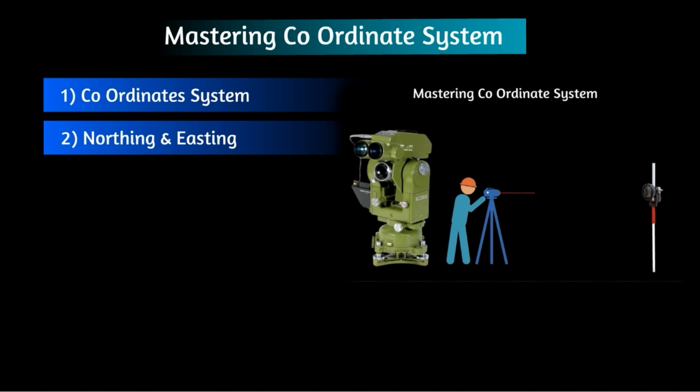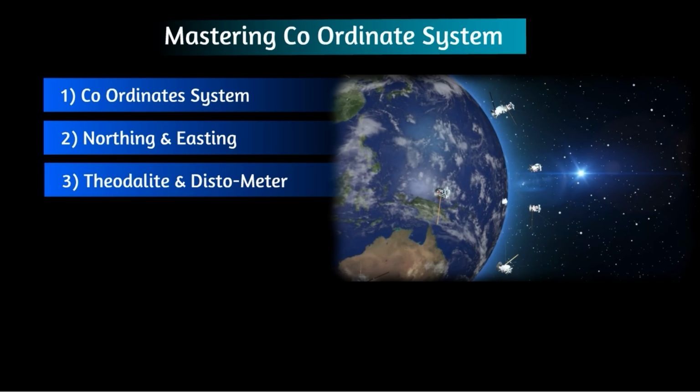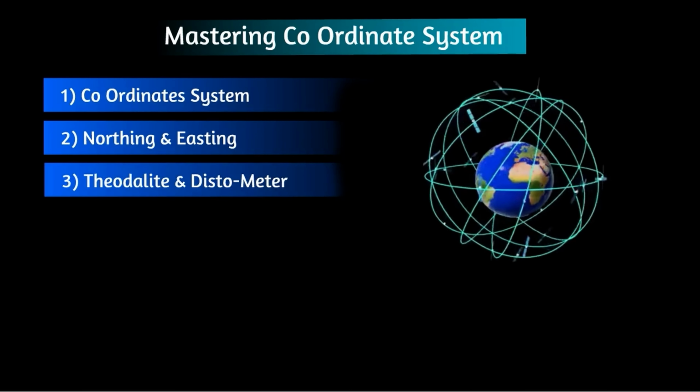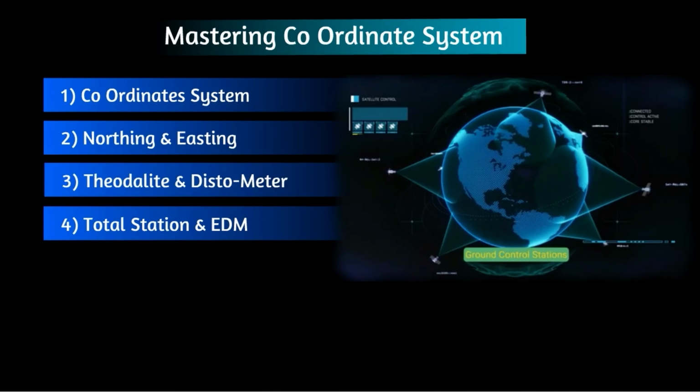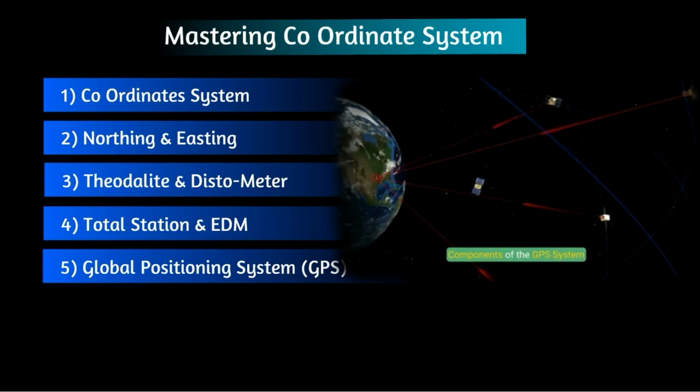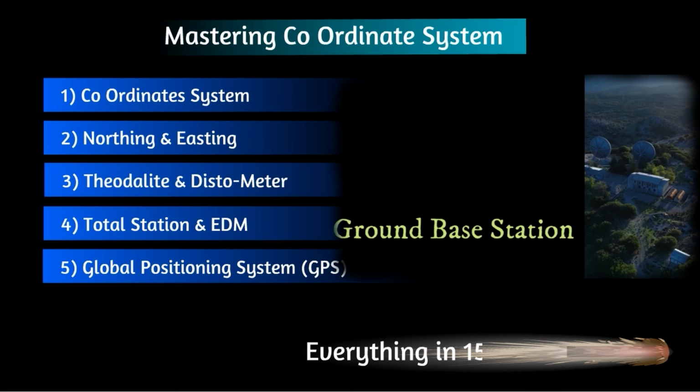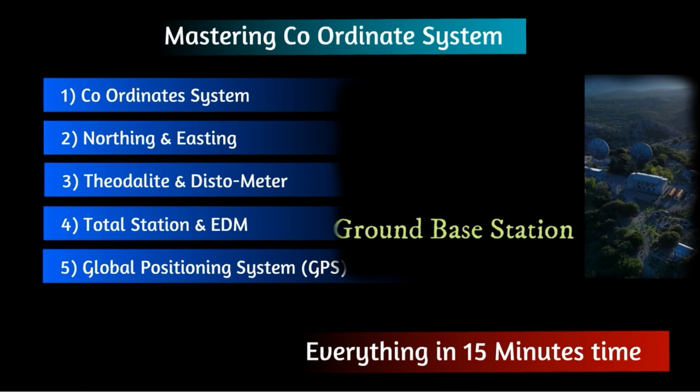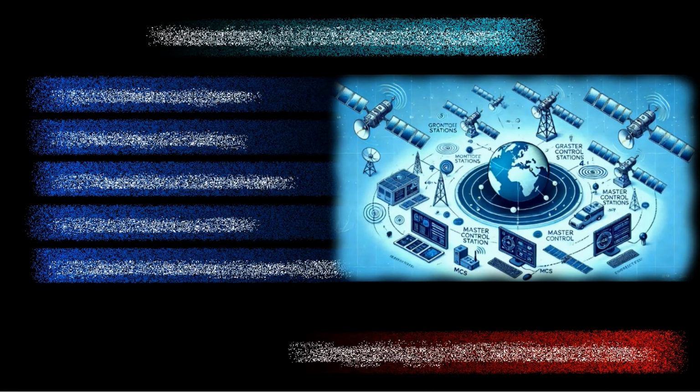2. Understanding the northing and easting system. 3. Fixing of coordinates by theodolite and disto-meters. 4. Fixing the coordinates by using total station. 5. Detailed study about GPS system and its usage. It is explained in a simple and easy way to understand. We will learn everything in just 15 minutes.